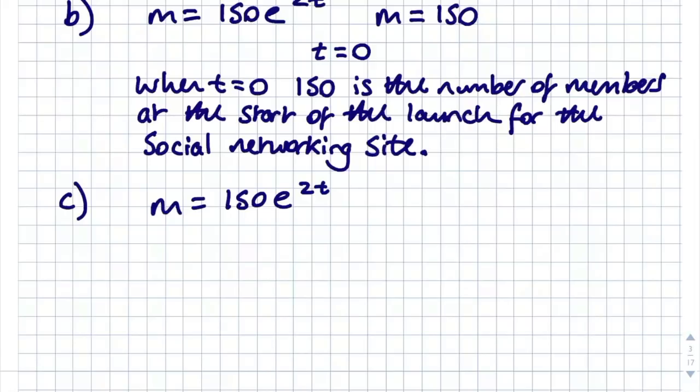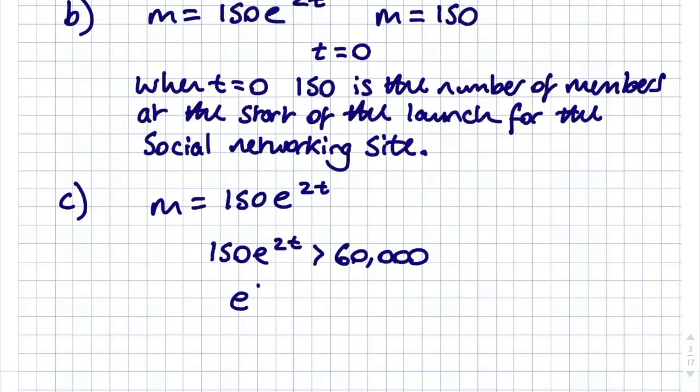So what we can do is use our equation and say that 150 e to the power of 2t is going to be greater than 60,000. And now we've got an inequality where we just need to solve for t. So in order to solve this, we need to divide both sides of the inequality by 150.